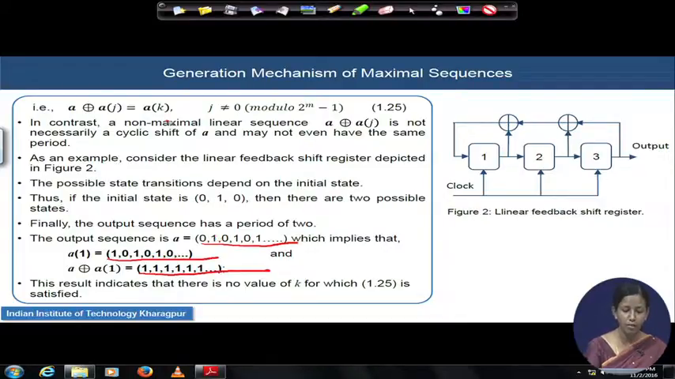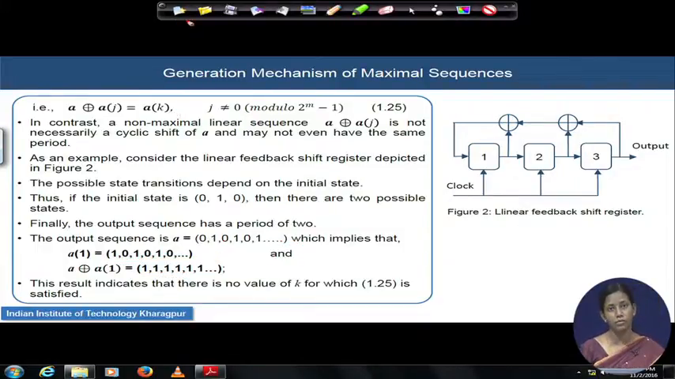So, it means there is no such value of k for this example for which this equation holds good. The fundamental learning is, if you are not starting with a maximal linear sequence, you will never end up with another maximum length sequence by this operation governed by equation 1.25. That proves that it is strictly a unique property of ML sequences, and it does not hold good at all for any other kind of non-maximal length sequences.